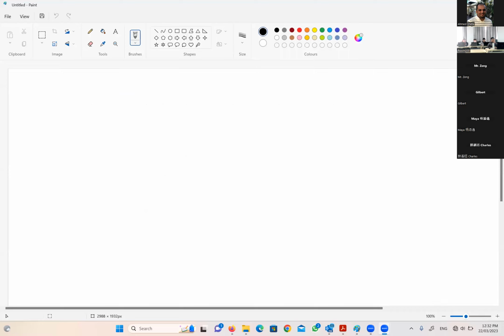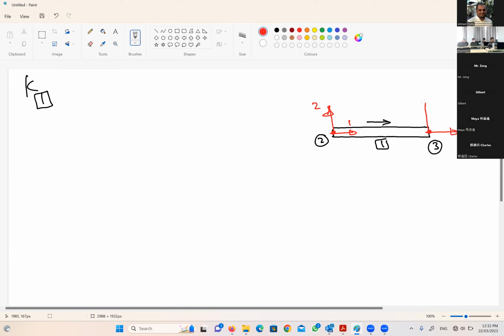So the first step is to find K for member 1. Member 1 is a horizontal member. This is the direction of the member, starting from node 2 and ending at node 3. The degrees of freedom at node 2 are 1 and 2. The degrees of freedom at node 3 are 3 and 4.